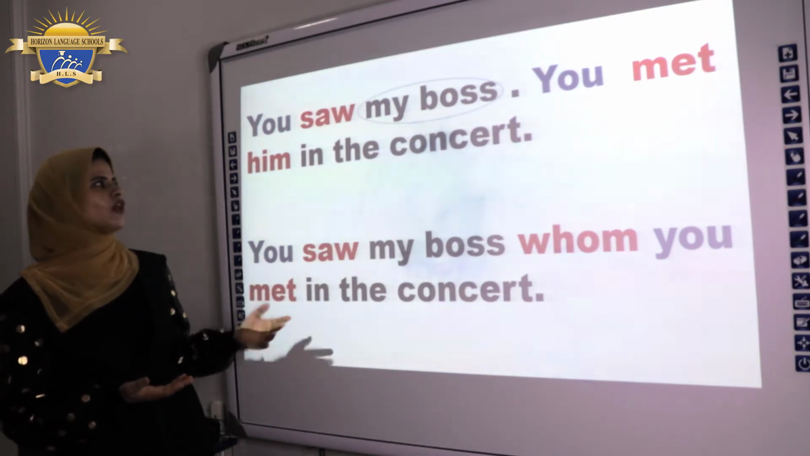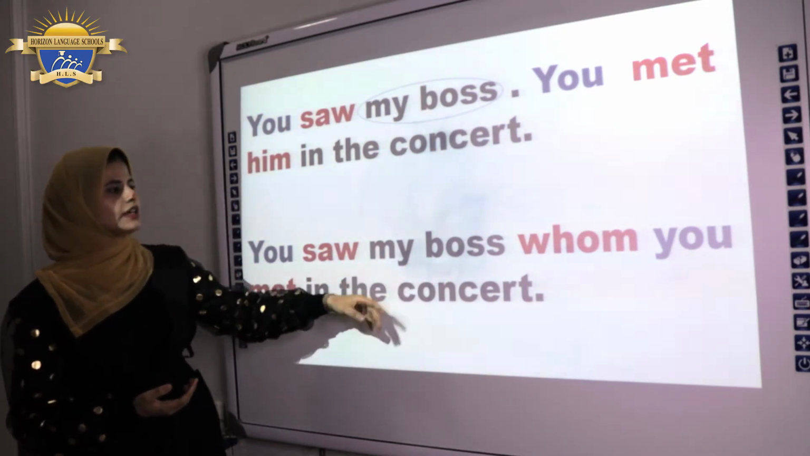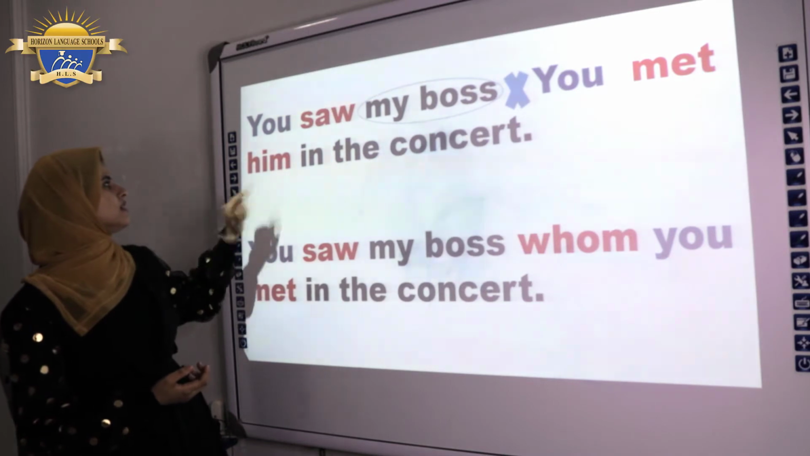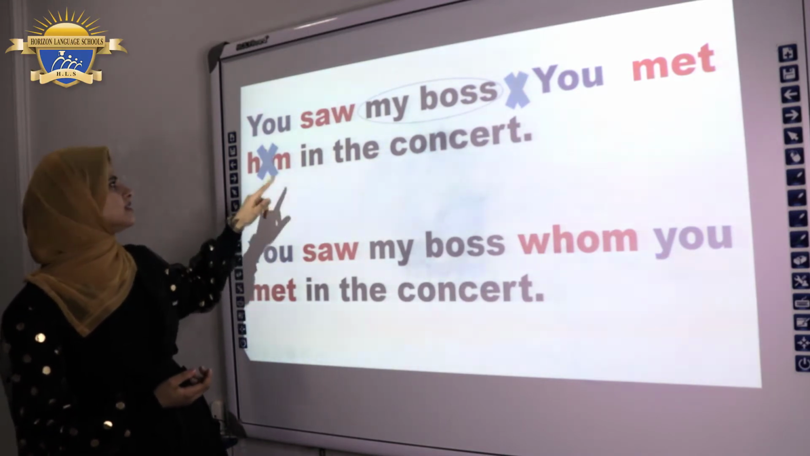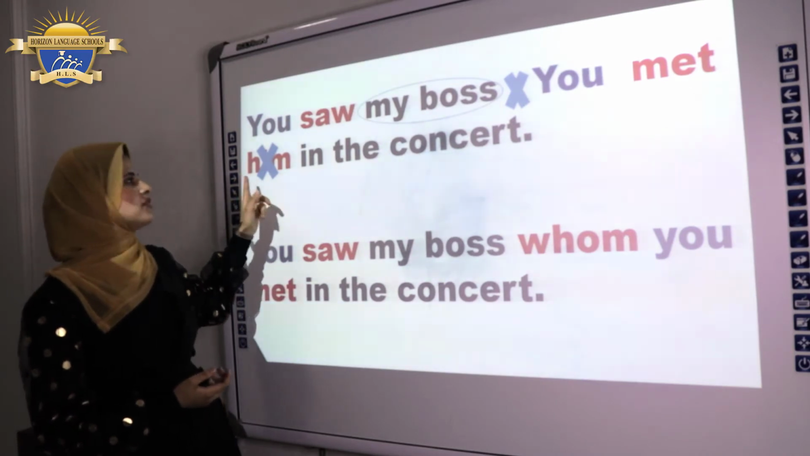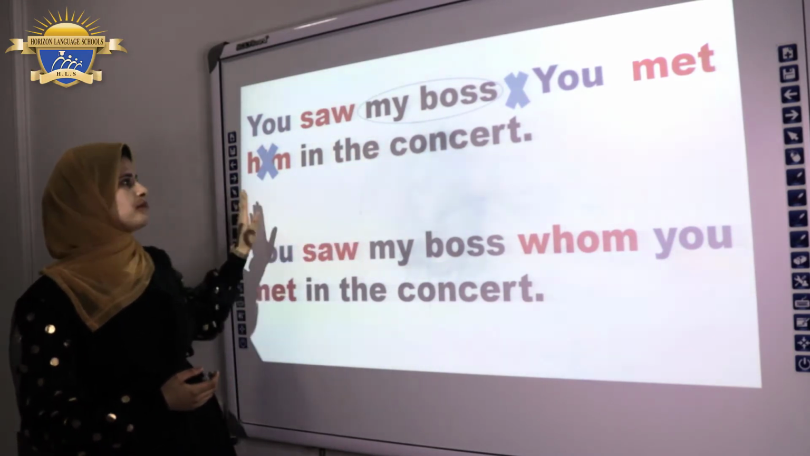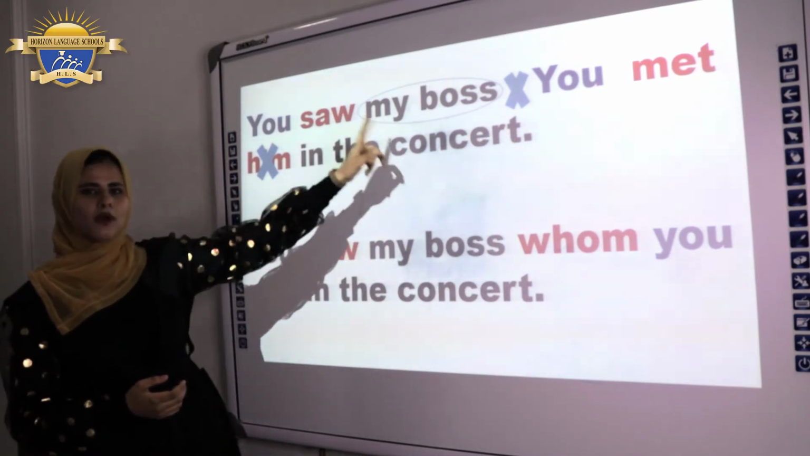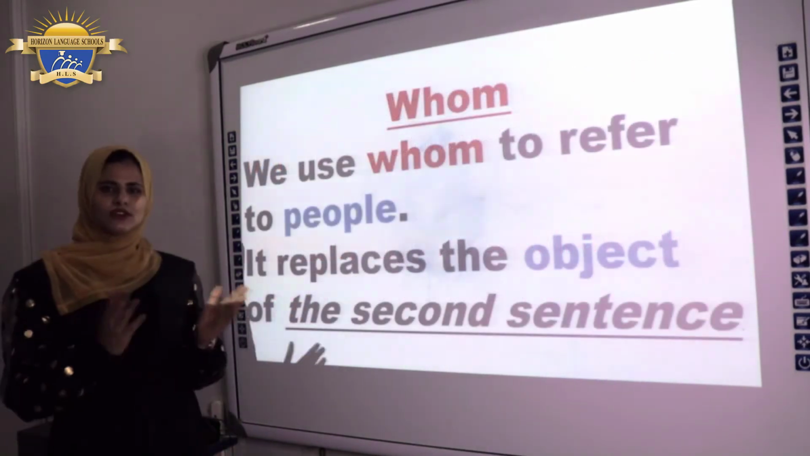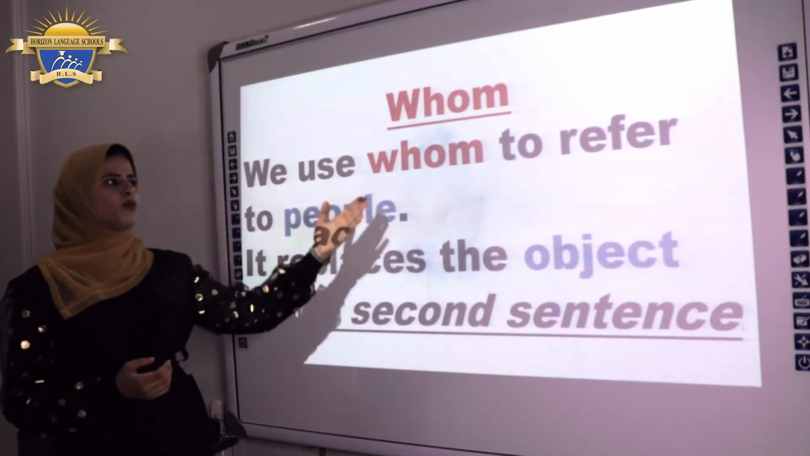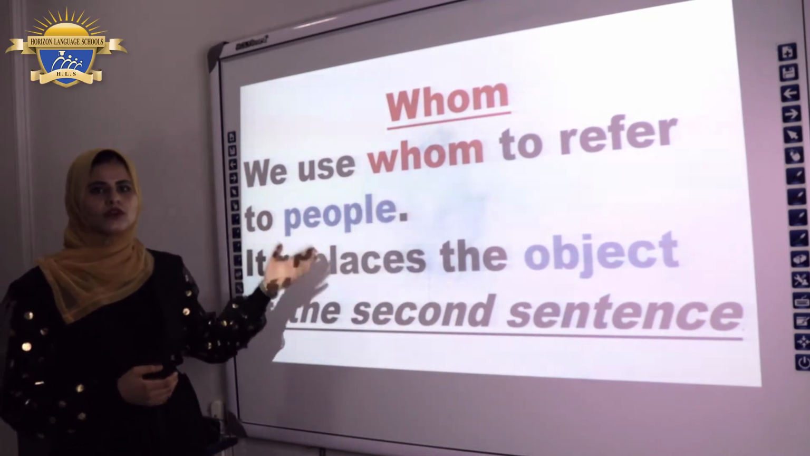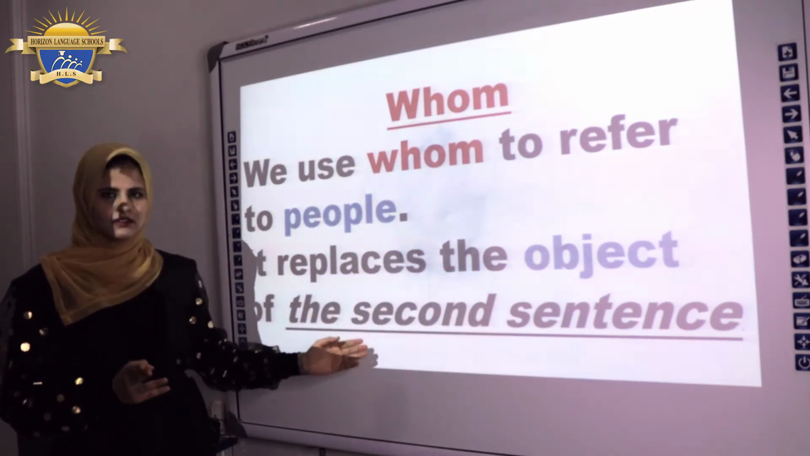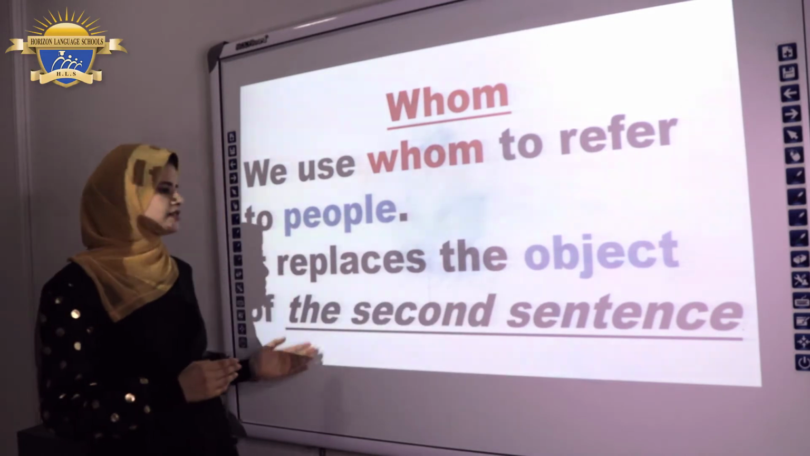So, what have we done? We put the first sentence, you saw my boss, deleted the full stop, deleted what? Deleted him. Why I deleted him? Because him refers to my boss, not you, the subject. So the object him refers to my boss. Okay? To conclude, whom. We use whom to refer to people or person. Okay? It replaces the object of the second sentence.